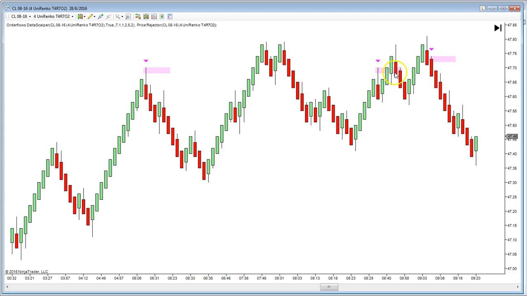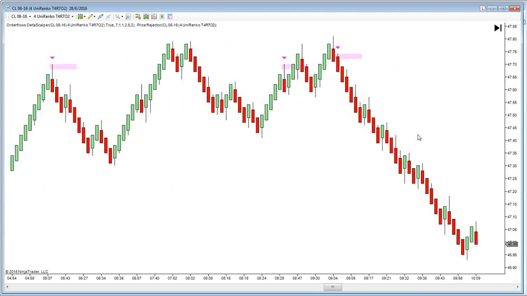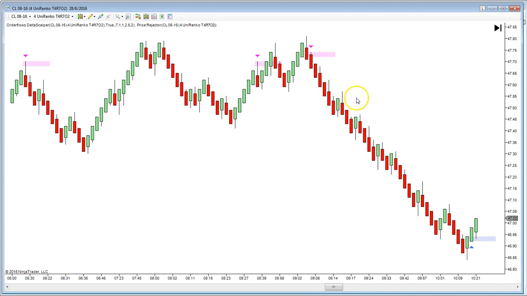This one failed. Then you got this next signal here at 9 o'clock. This is the 28th of June. You're getting short somewhere around here, 48.70, 47.68. This is a nice move.